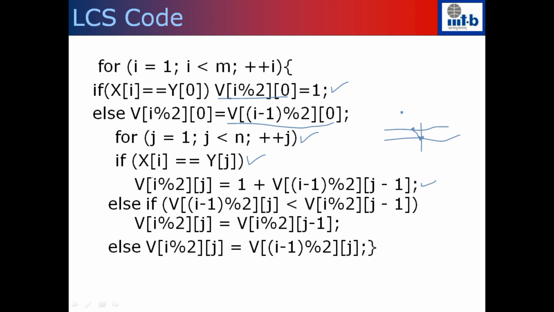If this is not true, if x of i is not equal to y of j, then as seen in the earlier case, we have to take the 2 entries, and whichever is the maximum, we have to pick that. So we look at these 2 entries, and if v of i percentile 2 comma j minus 1, that is this particular entry, is greater than the above entry, then we will set v of i percentile 2 comma j to whichever is the bigger entry. If this condition is not true, that means that this entry is greater than this, and we set it to this.